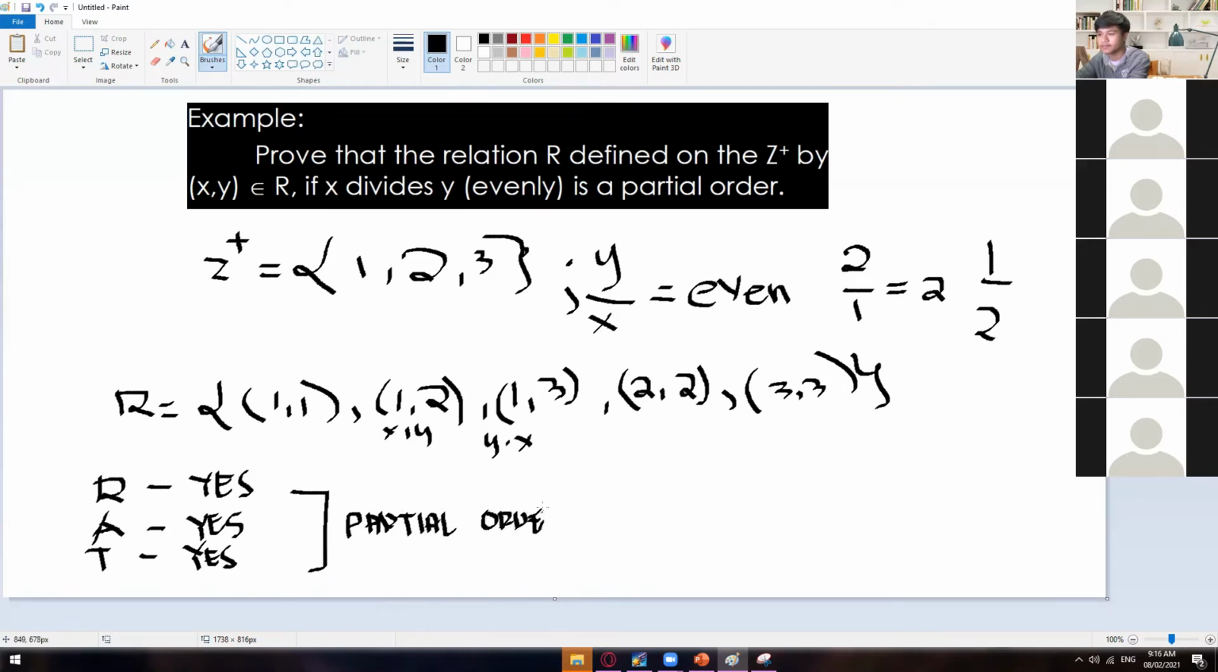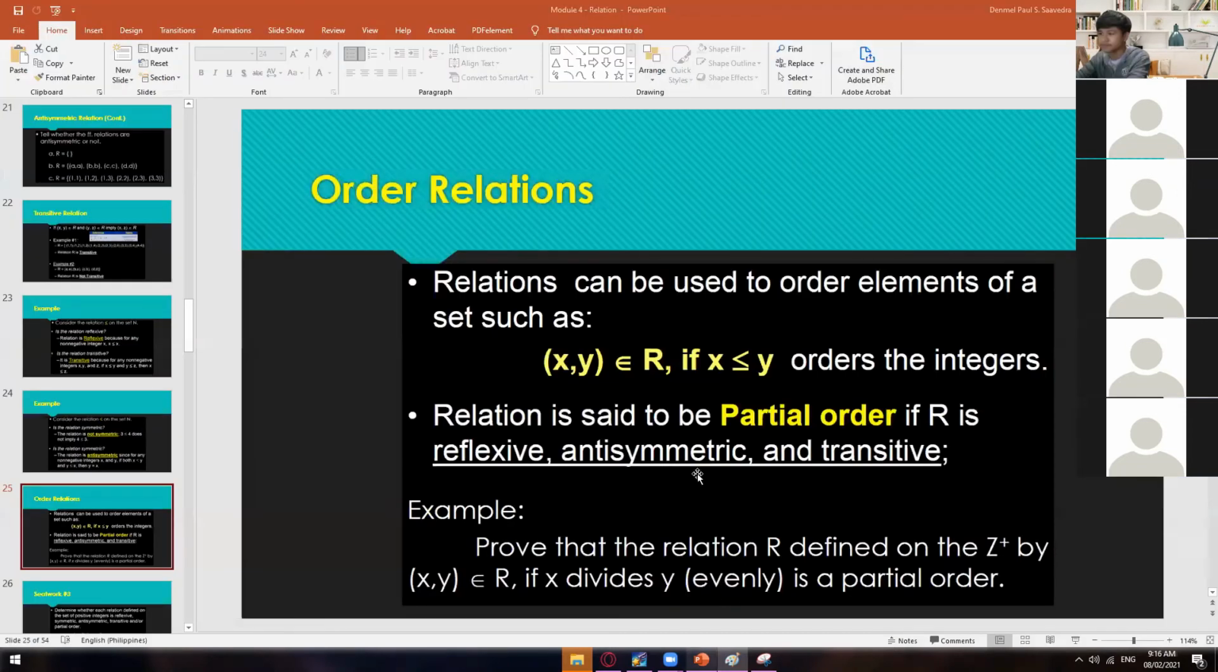Okay, so are we clear so far when it comes to checking on this particular relation? Yes, sir. Okay, so just memorize those 3: reflexive, anti-symmetric, and then transitive. If there is at least one, let's say it's not transitive, this one is not a partial order anymore. So all of those should be a yes.